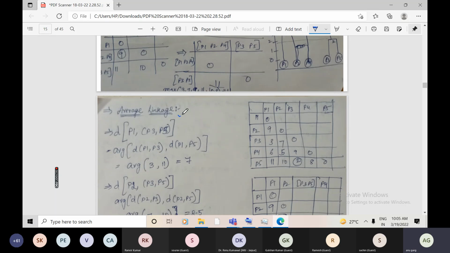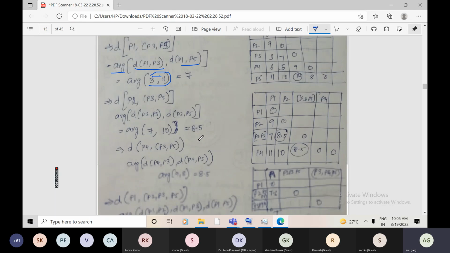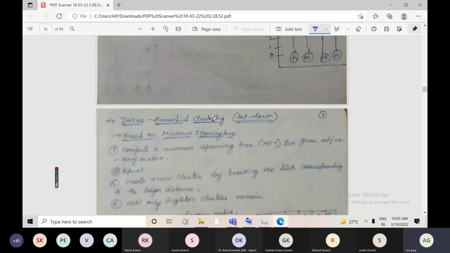Next, you have one more, the average linkage technique. So instead of min or max, you need to take the average of these two values. So now the distance between P1, P3 and P1, P5, 3 and 11, you have to take the average of 3 and 11. So that is your average linkage technique.